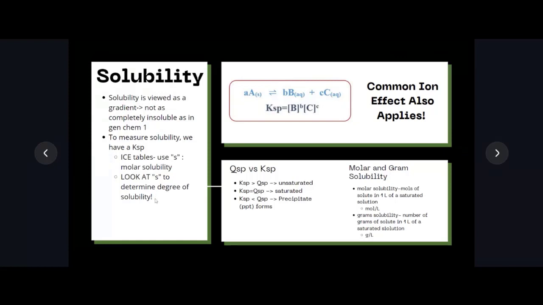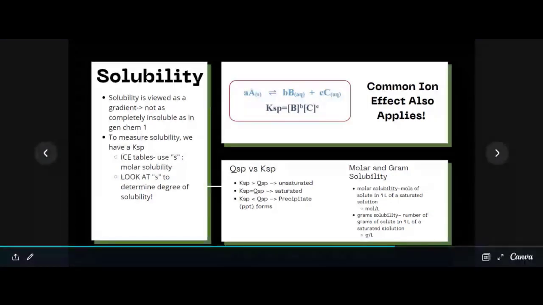So a common question you might get on the exam is, rank these by increasing solubility, and you're given a Ksp value. Well, in order to do that, you can't just look at the Ksp, because each ion has different stoichiometry involved, and that would affect your problem. Sometimes you get something like 4s to the third power, or s squared. But you have to individually solve the s value to determine solubility, and not just look at the Ksp.